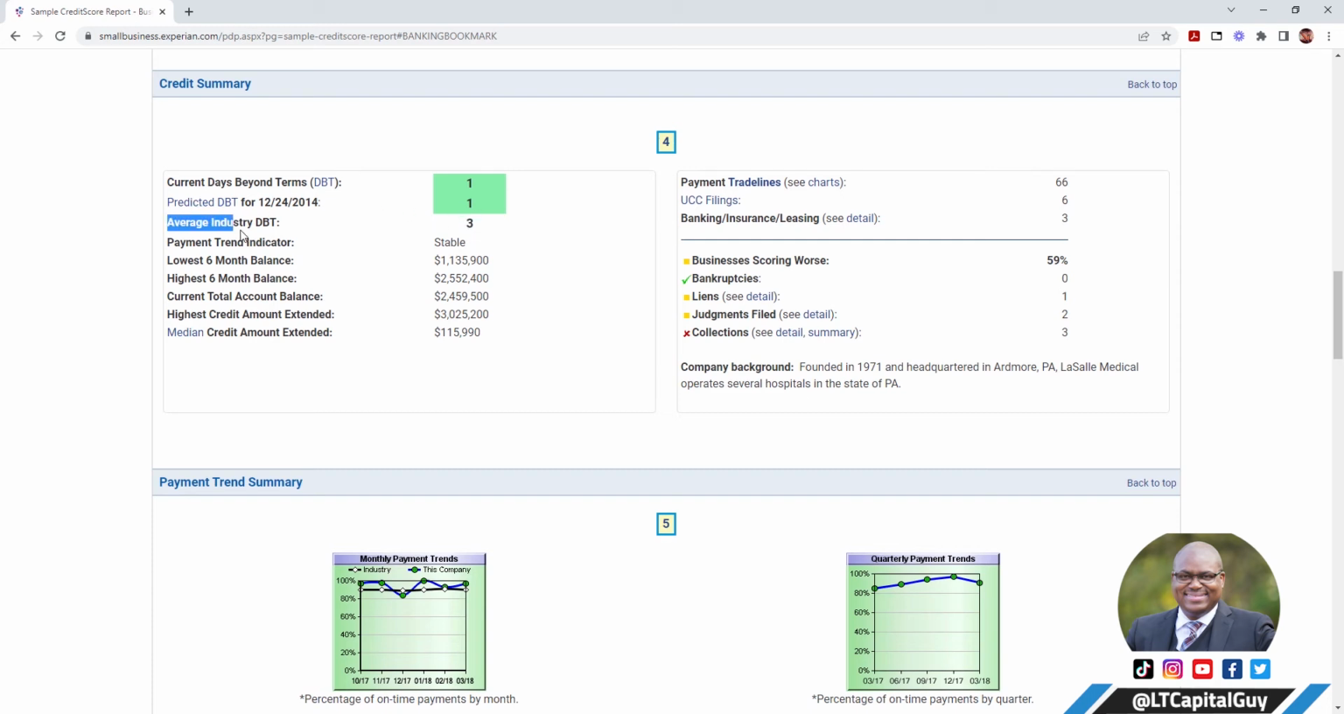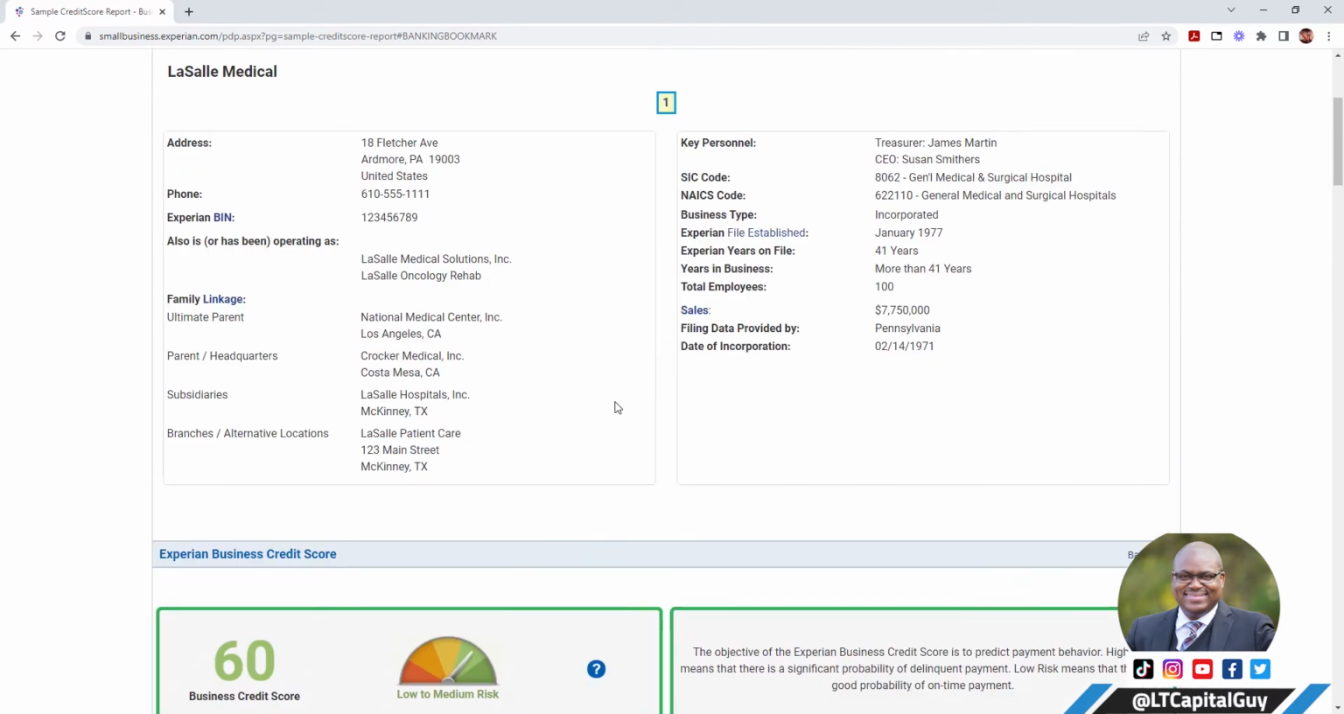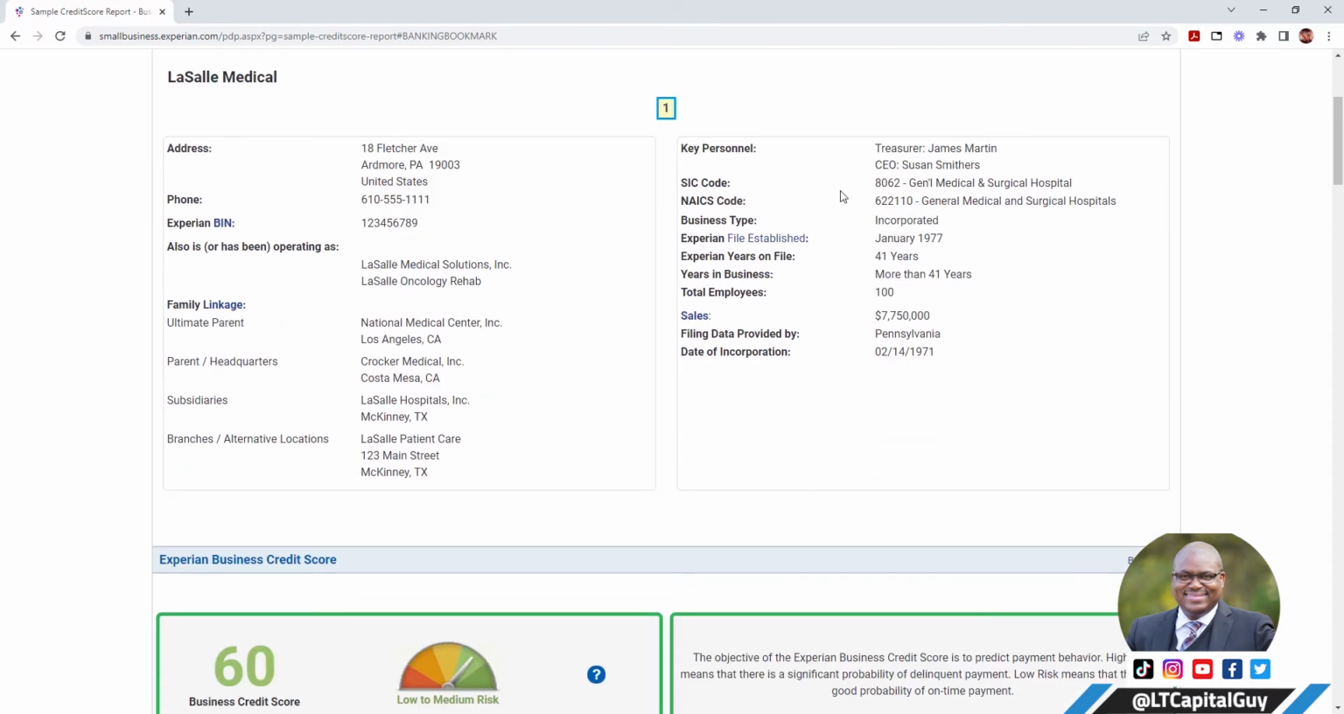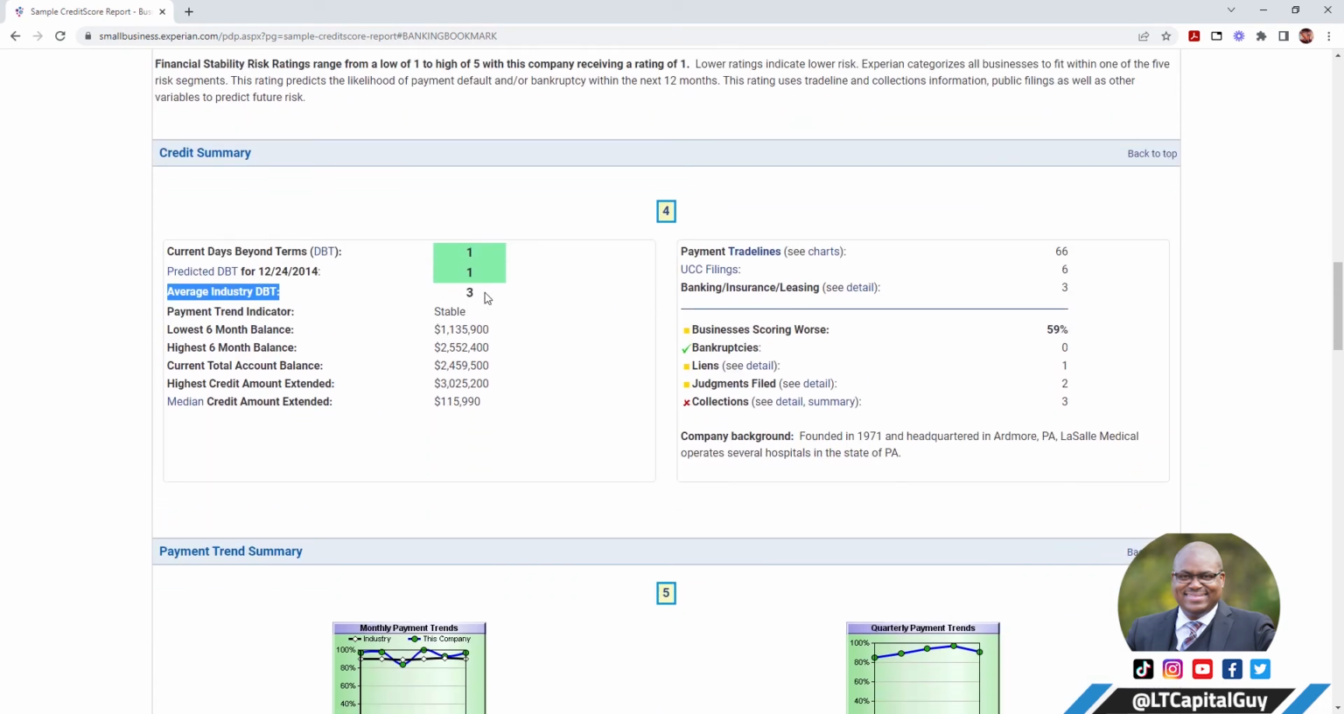The average for the industry, which is based on the industry codes that we talked about here, the SIC and the NAICS, looks like it's about 3 days beyond terms. But again, don't use that as some sort of indication that this is where you should fall. Again, your goal should be to have these numbers at zero as much as possible.